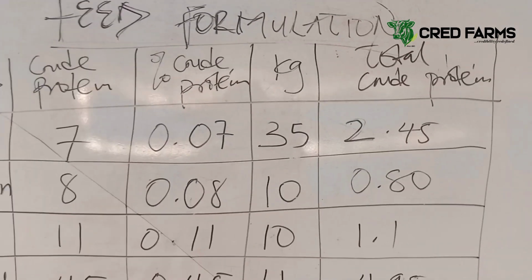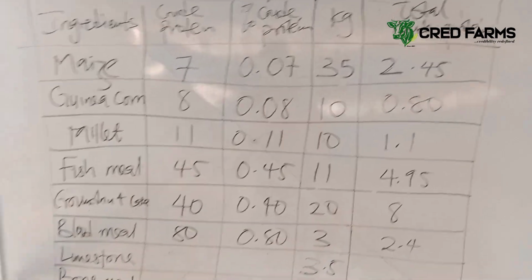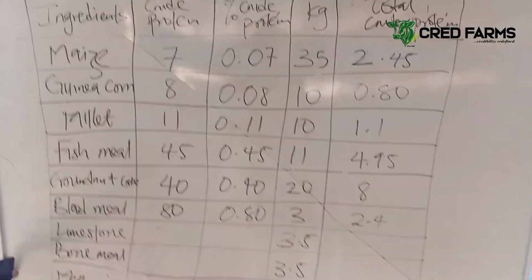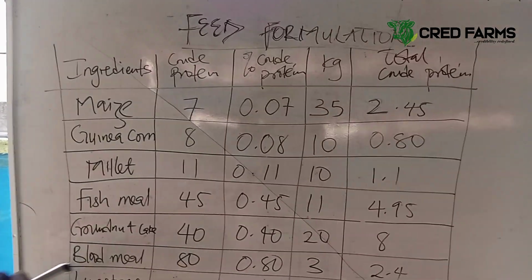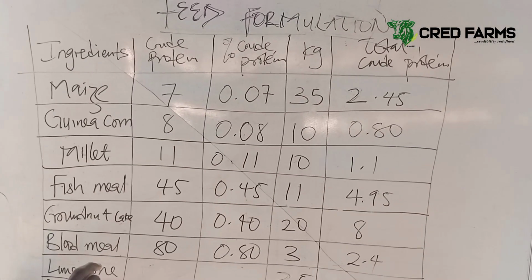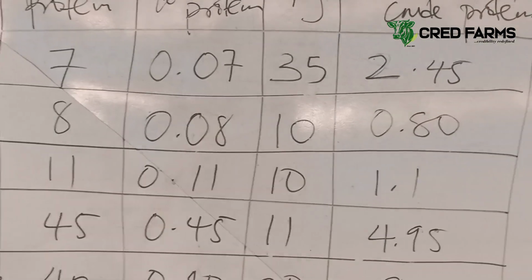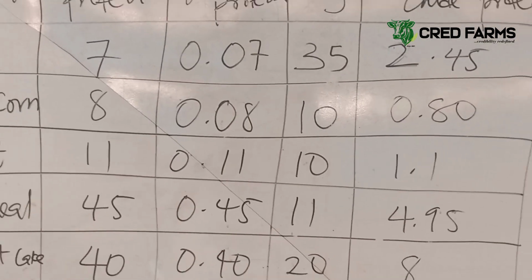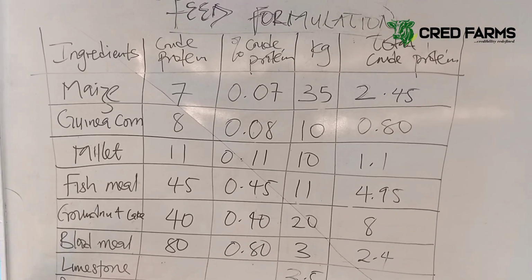Even if it's 50 kg you want to produce initially, first of all you produce 100 kg, you calculate the 100 kg ration, and then you divide everything by 2. It's going to give you 50 kg. If it's 25 kg you are looking for, you divide everything by 4. So it gives you your 25 kg, it gives you your 50 kg.